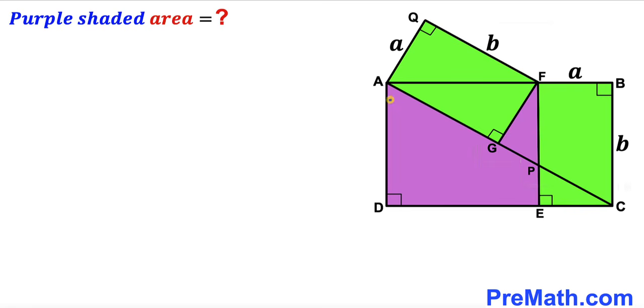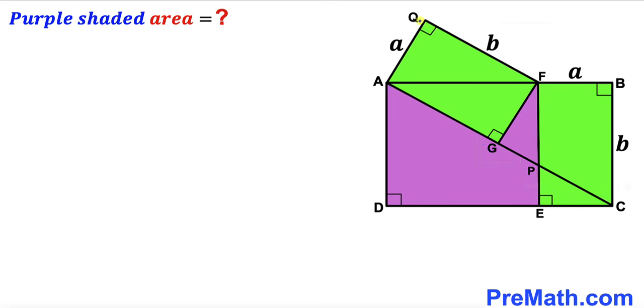Welcome to PreMath. In this video, we have got this big rectangle ABCD along with these two identical green rectangles, as you can see in this given diagram, such that AC is the diagonal of this big rectangle ABCD.